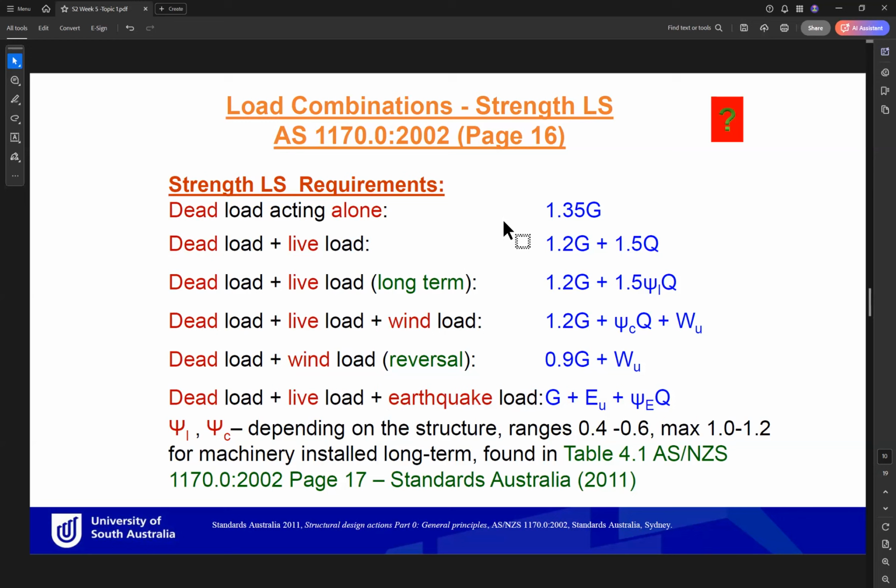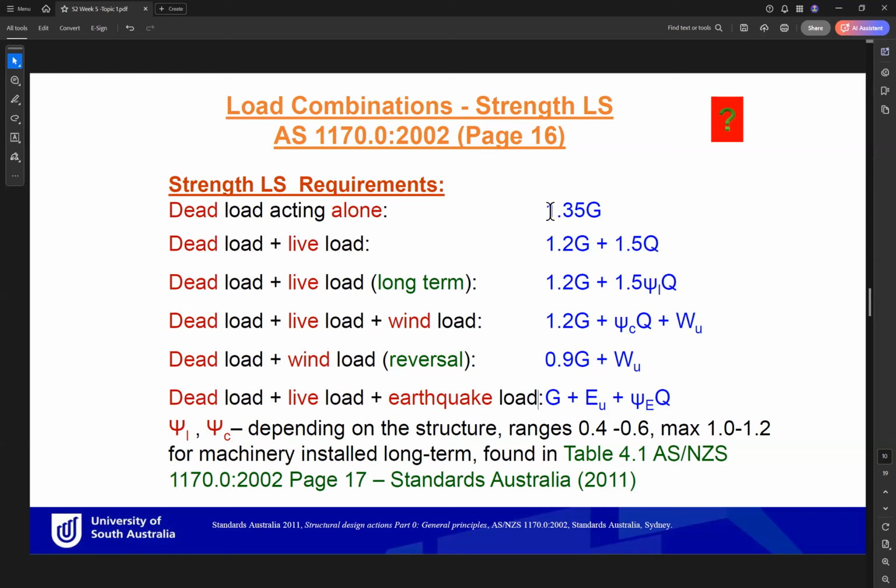That's why we need to make some load combinations to see what is the critical, or the highest, load that can be applied on the structure. So the standard gives us several load combinations, like six load combinations. We need to calculate all of them and pick the critical or the highest one. The first one is dead load only.